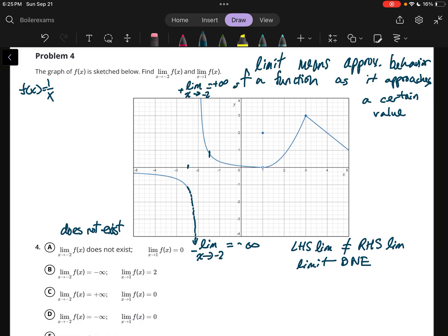Okay, so that was the first part. Let's look at the second part. The second part asks us for the limit as x approaches 1. So we can do the same thing. If we plugged in the value, what we would get is 2. However, that's not the actual behavior of the function, because there's a hole at 1.